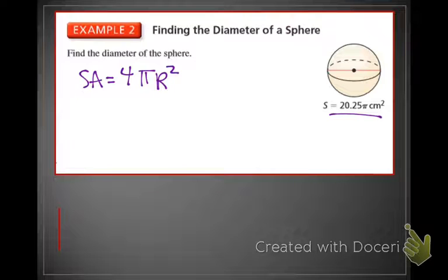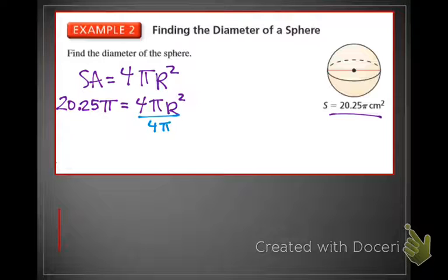So let's find the radius first so that we can find the diameter second. What can we plug into this formula? The surface area. 20.25 pi, don't forget the pi, is our surface area. How do we solve for r? Divide by 4 pi. You get 5.0625.